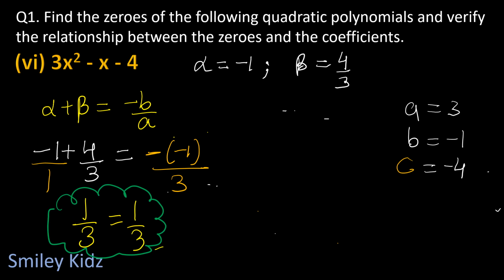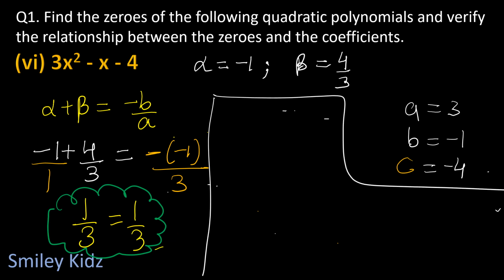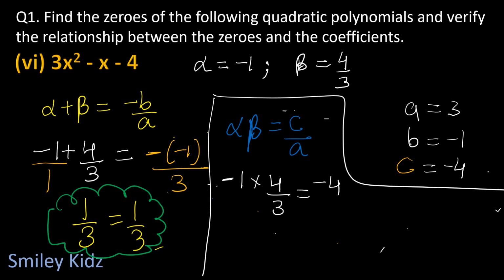Now let's have a look at the product of the zeros and its coefficients. Right, so alpha beta is equal to c by a, that is, the product of zeros is equal to c by a. And we know that alpha is -1 and beta is 4 by 3, which is going to be equal to c by a, which is -4/3. Now, what is -1 times 4? It's nothing but -4. Right?